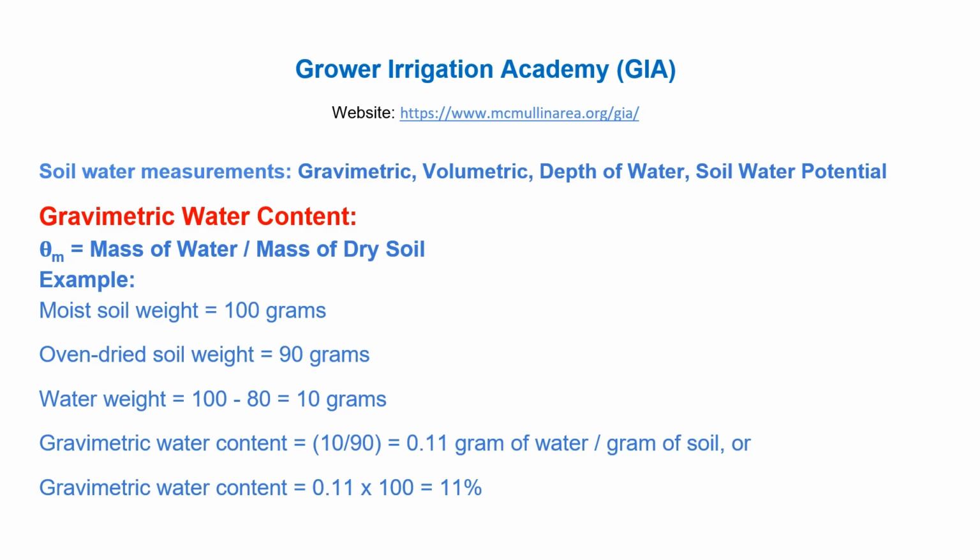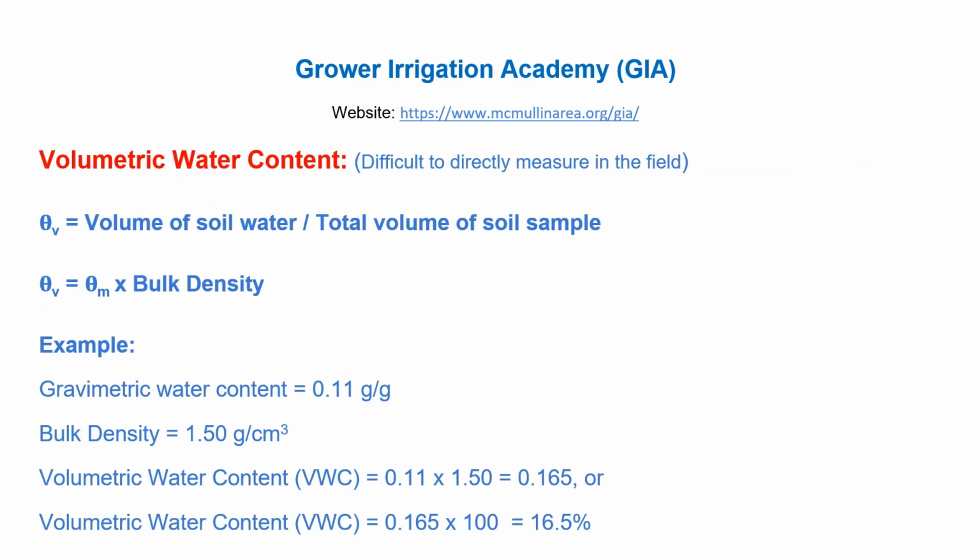To measure it, you take a soil sample and weigh it when it is moist. Then, oven dry it and weigh it again. The weight difference is the water's weight. If you divide the water's weight by the soil's dry weight, you get the gravimetric water content. This fraction is often shown as gram per gram in soil labs, but it is usually converted into a percentage by multiplying by 100. The gravimetric water content is relatively easy to measure but not useful for farm irrigation management.